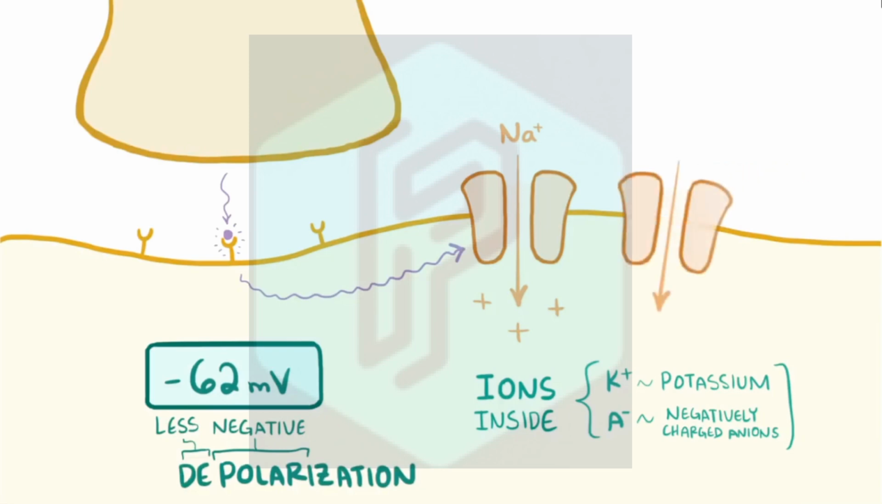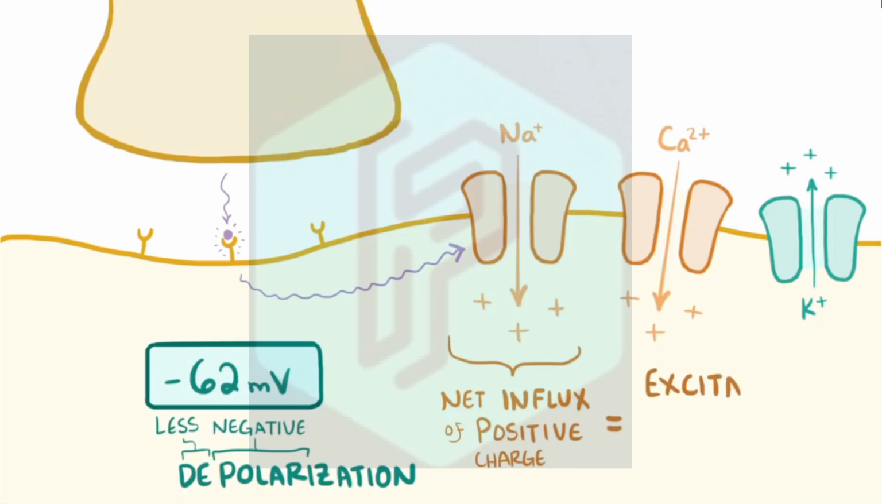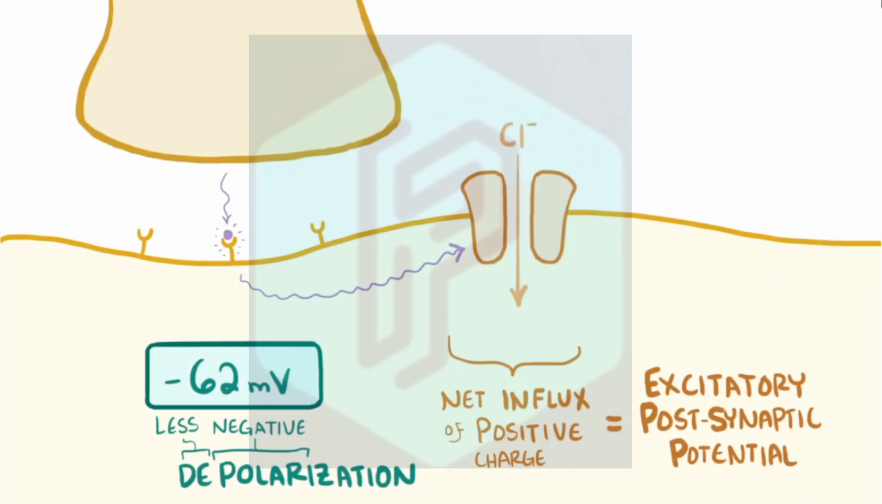Neurotransmitters typically open various ligand-gated ion channels all at once, so ions like sodium and calcium might flow in, while other ions like potassium might flow out, which would actually mean some positive charge leaves the cell. In the end though, when it's all added up, if there's a net influx of positive charge, then it's called an excitatory postsynaptic potential, or EPSP. In contrast, the opening of only ligand-gated chloride ion channels would cause a net influx of negative charge, creating an inhibitory postsynaptic potential, or IPSP, making the cell potential more negative, or repolarizing it.